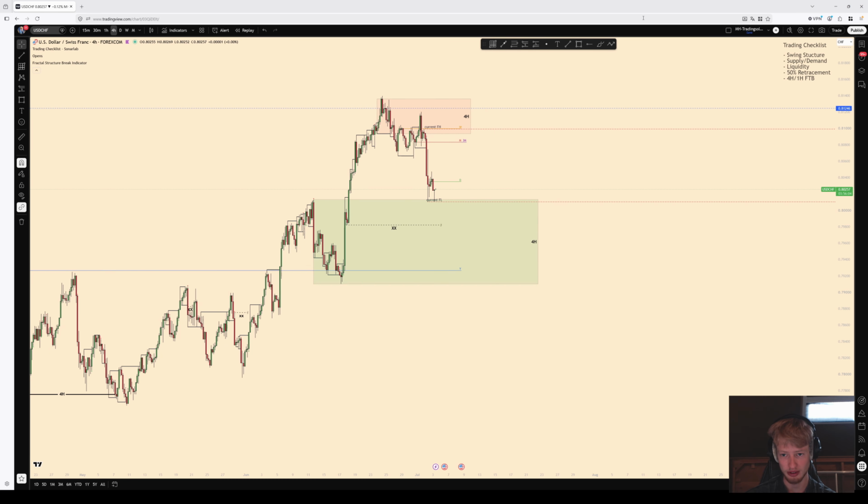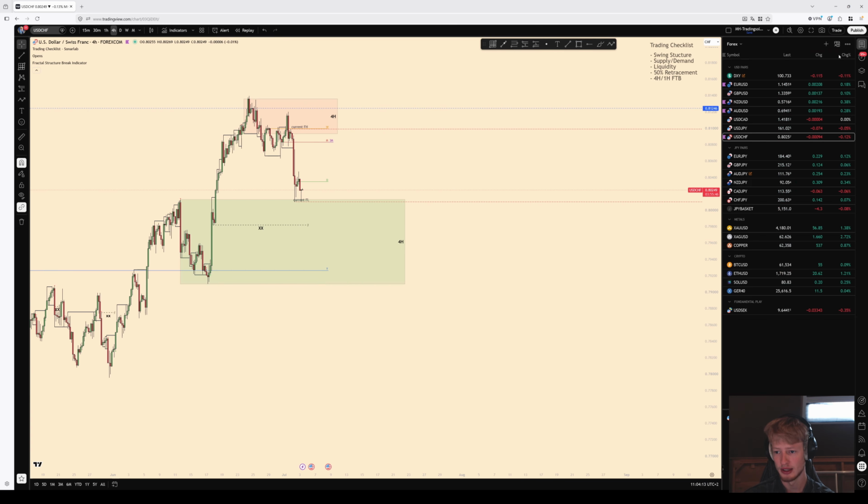And I'm going to be waiting until we can just continue with the bullish market structure, taking out liquidity here, change of character. Wait, I need to draw it in correctly. Push down, change of character, and then some continuation longs once again. So that's going to be my game plan.